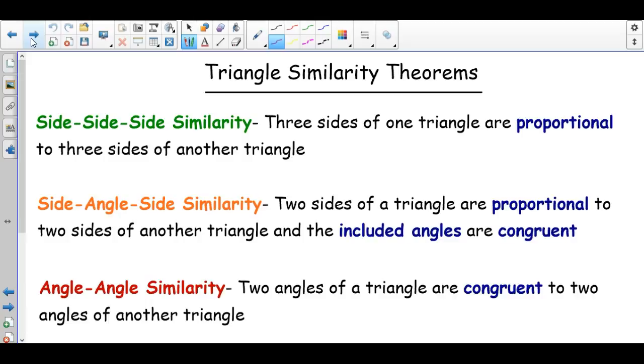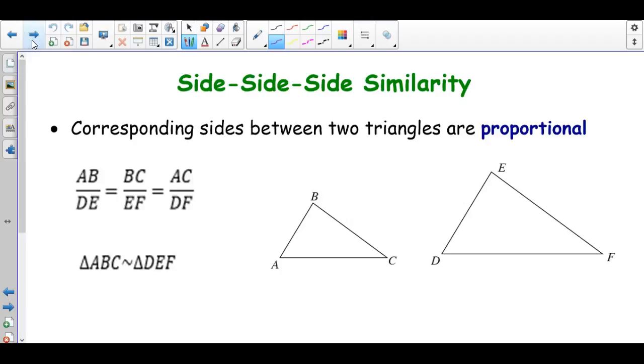We have side-angle-side, where you have two proportional pairs of sides of a triangle, and then the angle between those two pairs of proportional sides is congruent. We call that the included angle. And then angle-angle similarity, where if you know two angles of one triangle are congruent to two angles of another triangle, then the triangles would be proportional and therefore similar. I'll walk through a few specifics of each of those, starting with side-side-side.